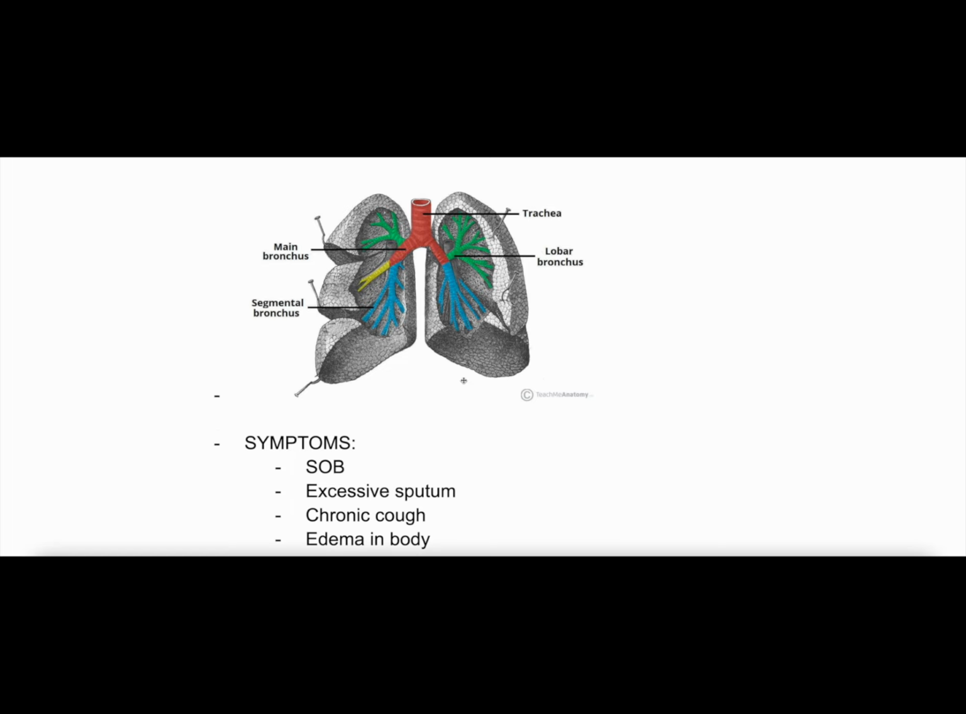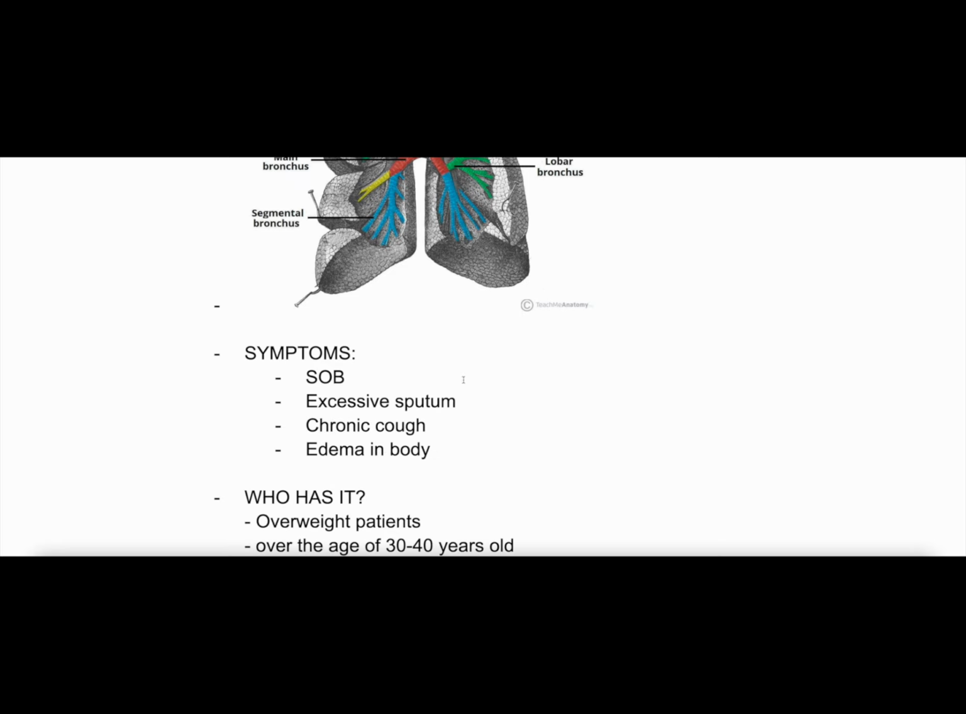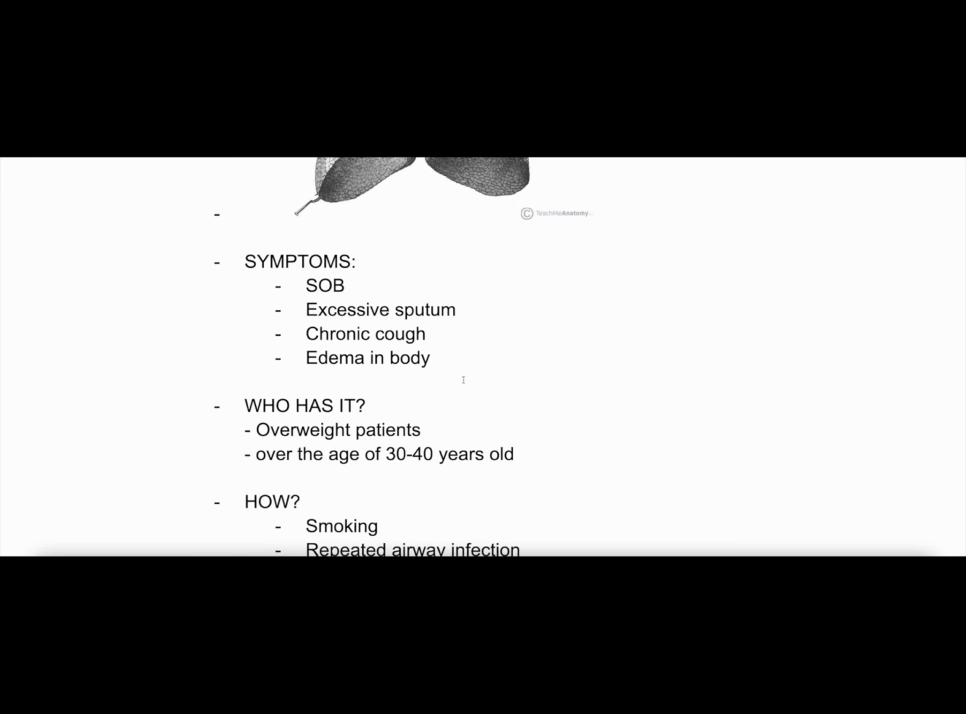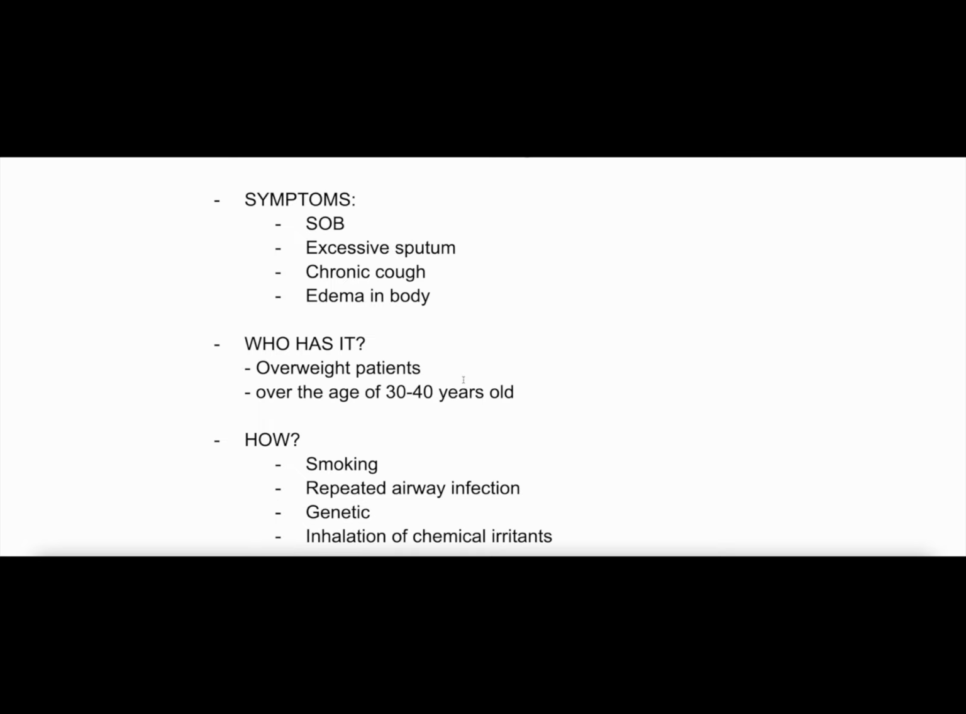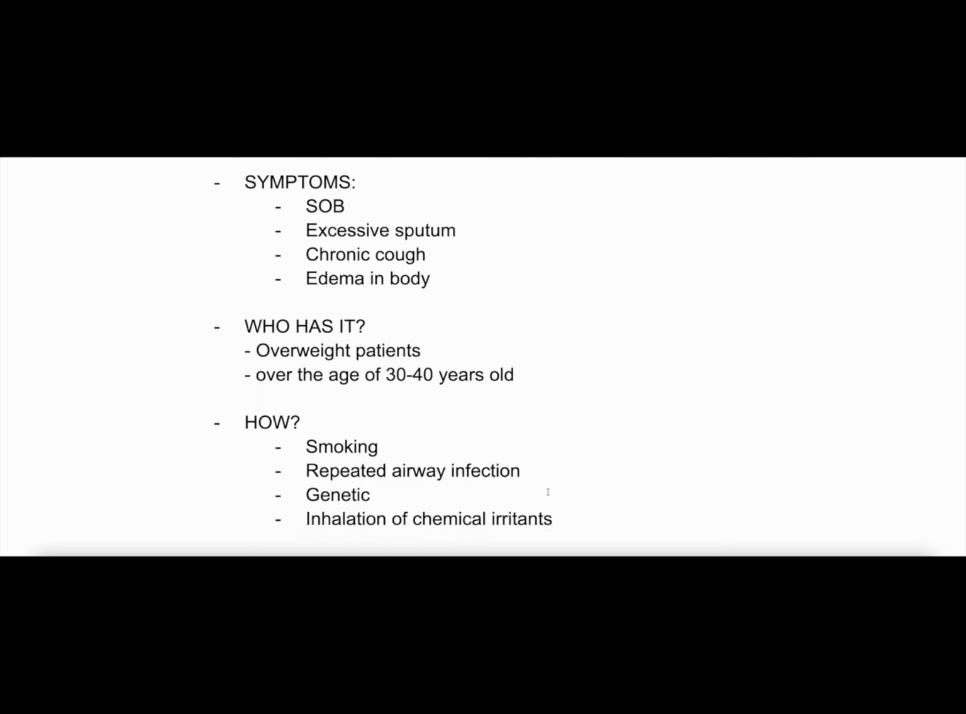Some symptoms that you have with chronic bronchitis are shortness of breath, excessive sputum, chronic cough, usually overweight patients, so the obese population, but that's not limited to those patients, and anyone really over the age of 30 or 40 years old. This is usually developed because of an irritant like smoking or a repeated airway infection. Sometimes it's just genetic. You could also inhale chemical irritants. So if you live in a place where it's not the best breathing quality, that will also not help your case.